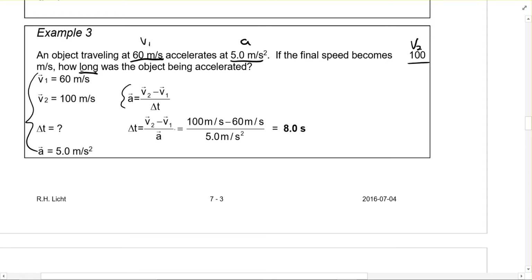We start with our formula. In this case, though, we have to rearrange our formula. So we multiply both sides of the equation by t, divide both sides by a, and rearrange it to look like this. Notice that I was working down when you manipulate formulas. Then plug in the numbers, and we end up with 8 seconds.